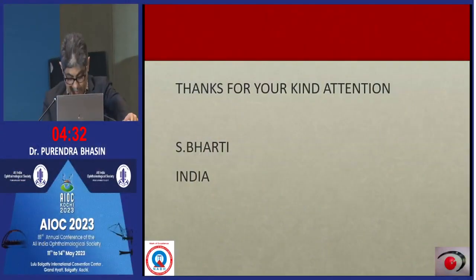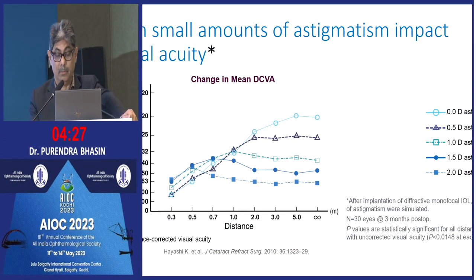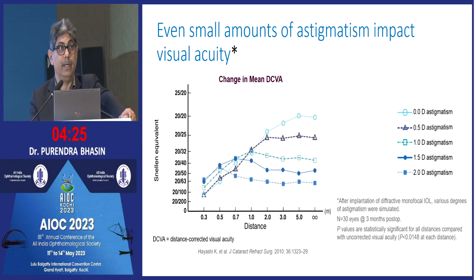And friends, toric IOL is definitely one of the best and most elegant ways of correcting astigmatism, and this is one of the most established ways. And before taking it further, I will give you the importance of correcting astigmatism.